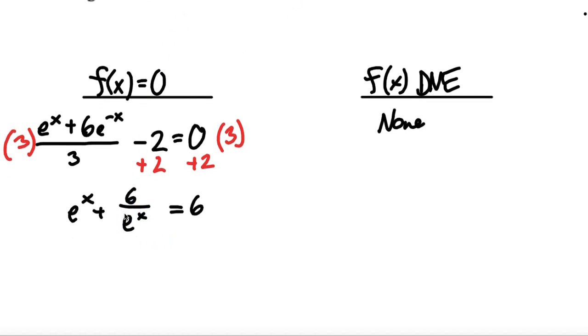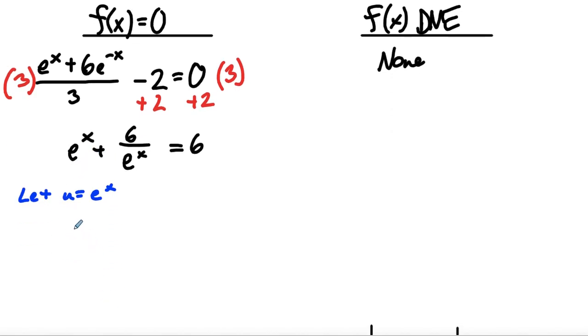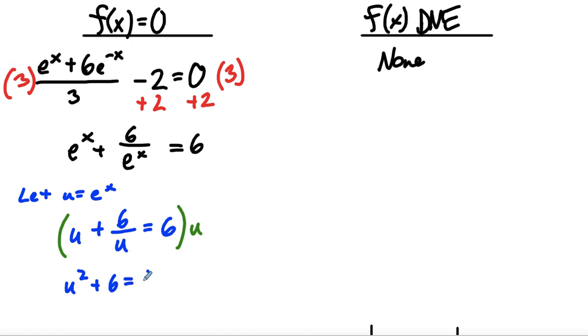Now is where you want to say let u equal e to the x, because you can't really solve this unless you use u. It's going to be a lot easier. So this is going to say u plus 6 over u equals 6. Now the next thing you want to do is multiply everything by u, so you get rid of this denominator. And that is going to leave me with u squared plus 6 equals 6u.